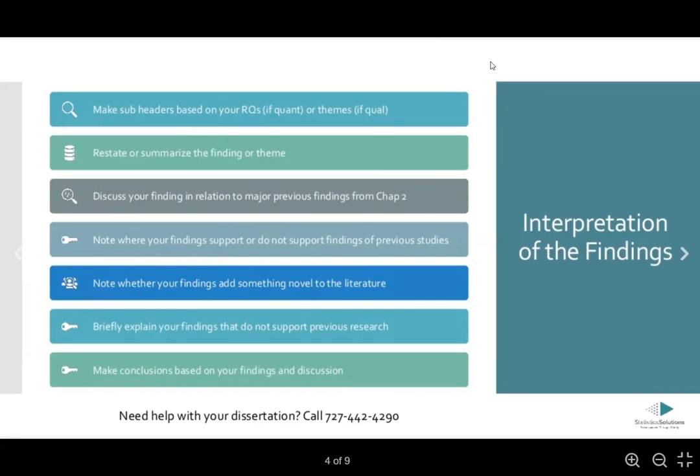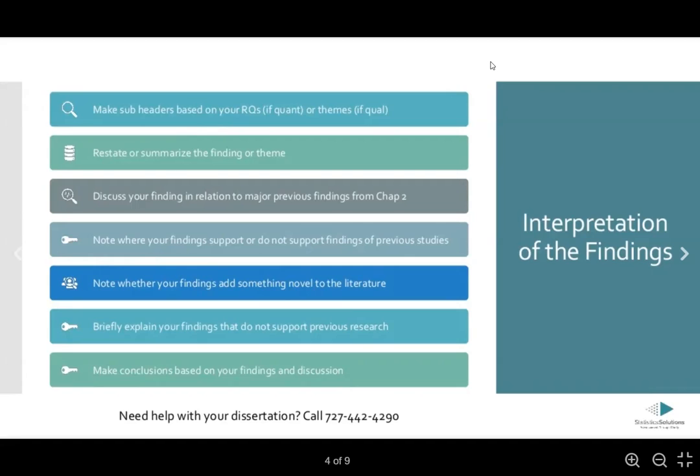And your findings may differ or coincide with previous findings. That's very typical. Here, you'll just want to think about what that means. So you will start out by restating or summarizing the findings or themes. And you'll want to do this separately. You don't want to have one big paragraph with all of your findings. You really want to section this out. If you are doing a quantitative study, it may make sense to section this out using your research questions as subheadings. Whereas if you're doing a qualitative study, you may want to use the themes, but it really depends on the study that you're doing.